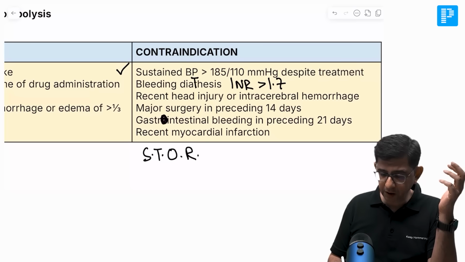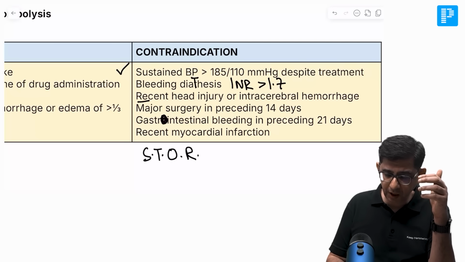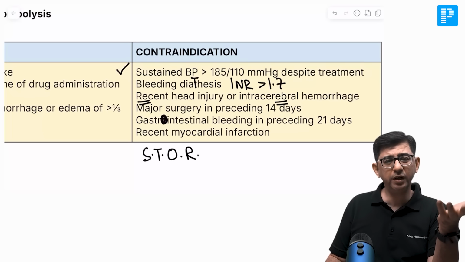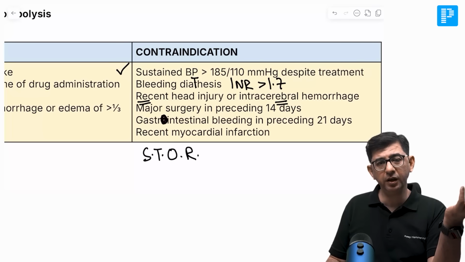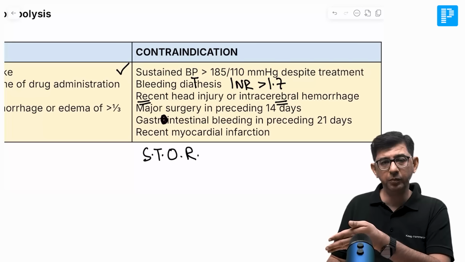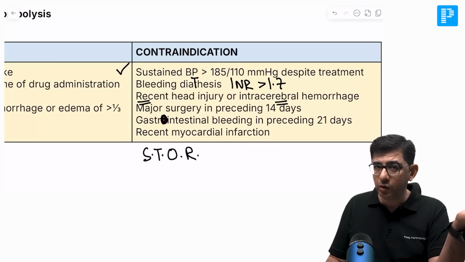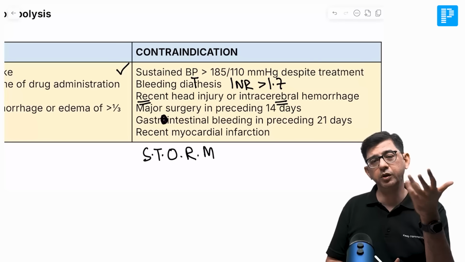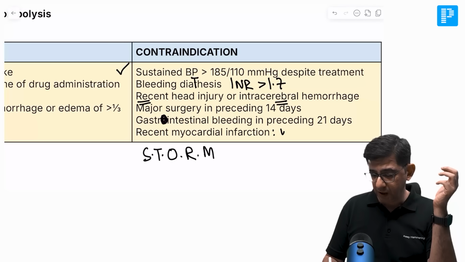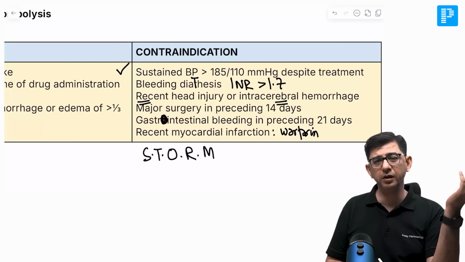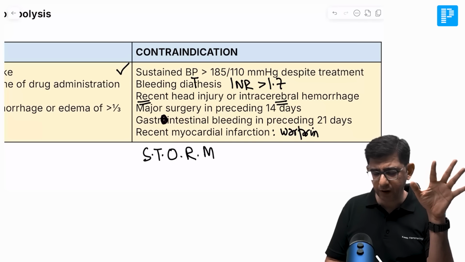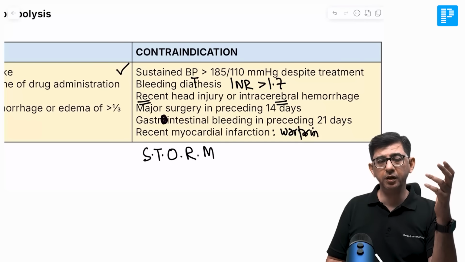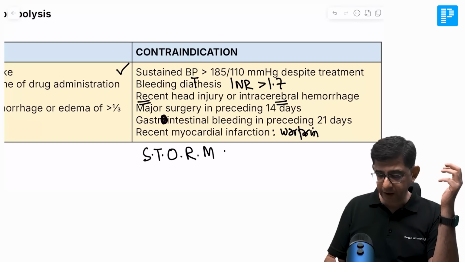Then alphabet R is for a recent head injury and cerebral hemorrhage. If you look at it, the word bleeding is coming again and again: GI bleeding, intracerebral hemorrhage, recent head injury, all of these will cause bleeding in a patient. And then M is for a recent myocardial infarction, because the patient could be on medications like warfarin, or even aspirin, that could increase the risk of bleeding. So STORM is a contraindication.